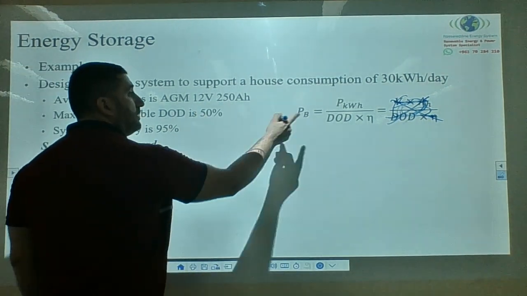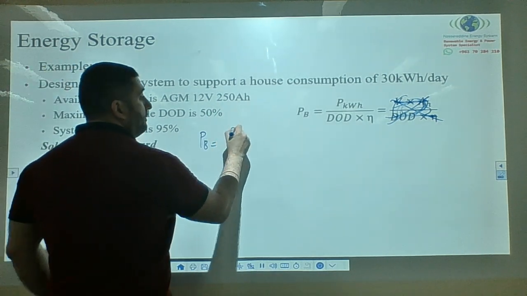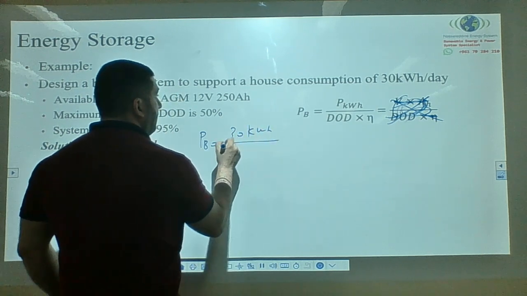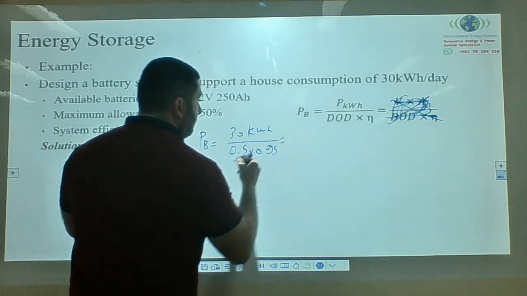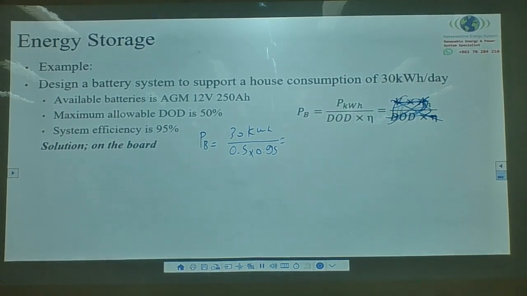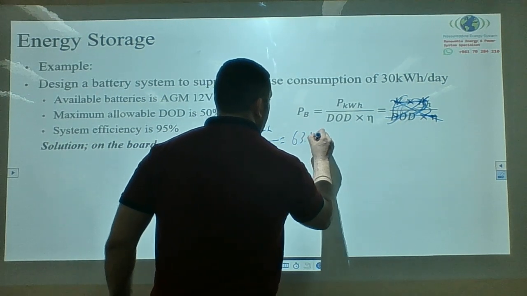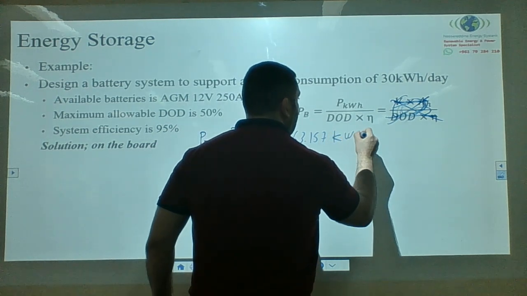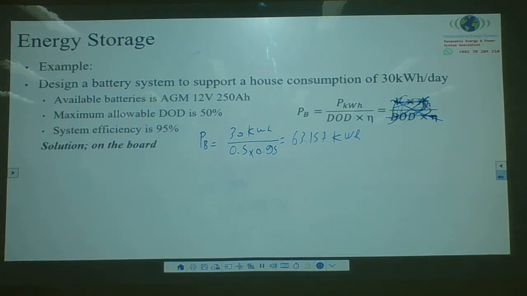So what I do now, guys, is P of the battery should be equal to 30 kilowatt hours divided by the depth of discharge 0.5 times 0.95. If you want to get your calculator, divide 30 by 0.5 by 0.95, it will give you 63.157 kilowatt hours. Pay attention, kilowatt hours, kilowatt hours.